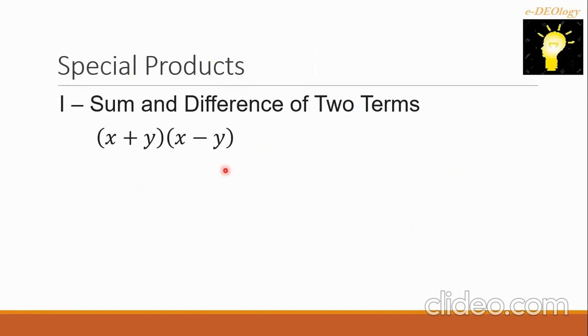And the pattern is like this. We have x plus y multiplied by x minus y. So the first term of the first group is the same with the first term of the second group. The second term of the first group is the same with the second term of the second group. The only difference here is the sign. This is plus, the other is minus. Or sometimes we can put the minus sign here and the plus sign on the second group.